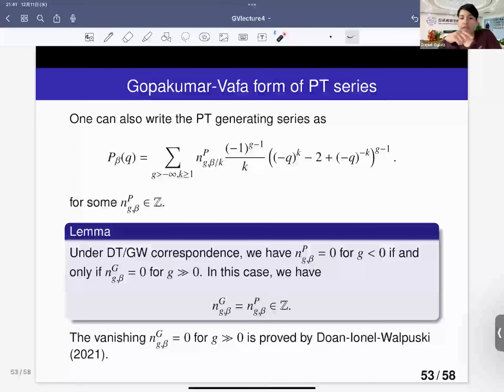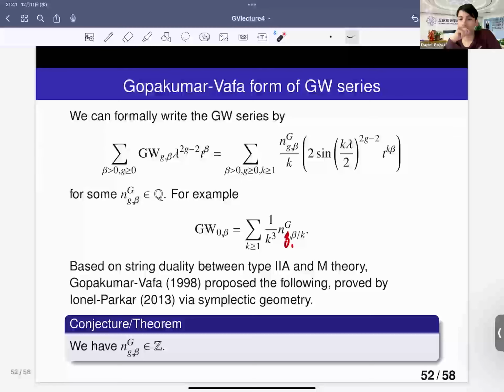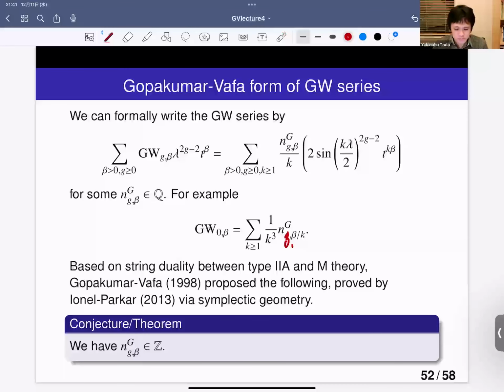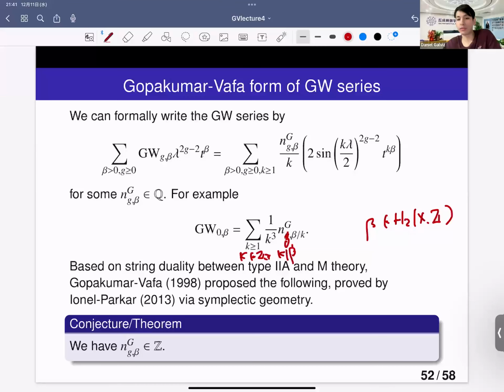Can you please explain again what is the K? Sorry, K is some integer. Yes, maybe I should say K is some positive integer which divides beta. So beta is the second homology class with integer coefficients, and K is a positive integer which divides beta. Okay. But it doesn't have any geometrical meaning. Or geometrically, I don't know how to say.